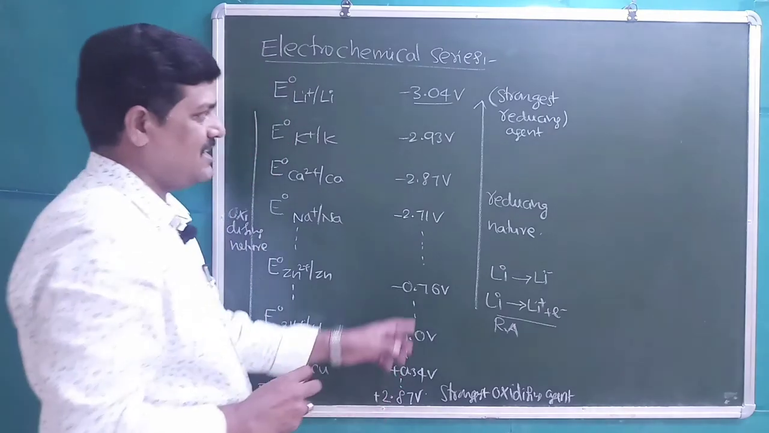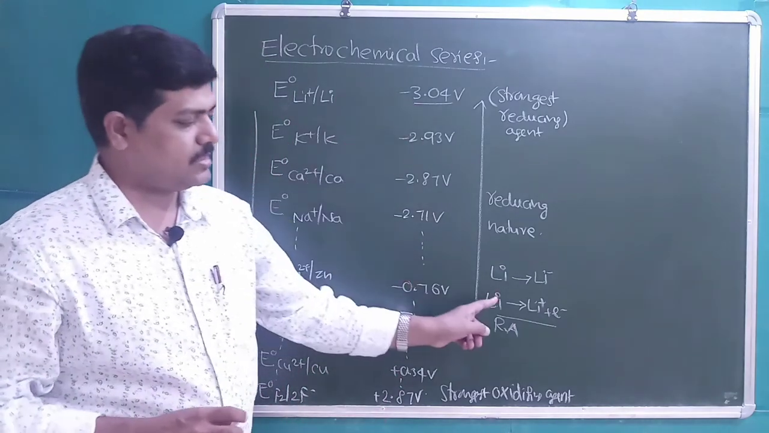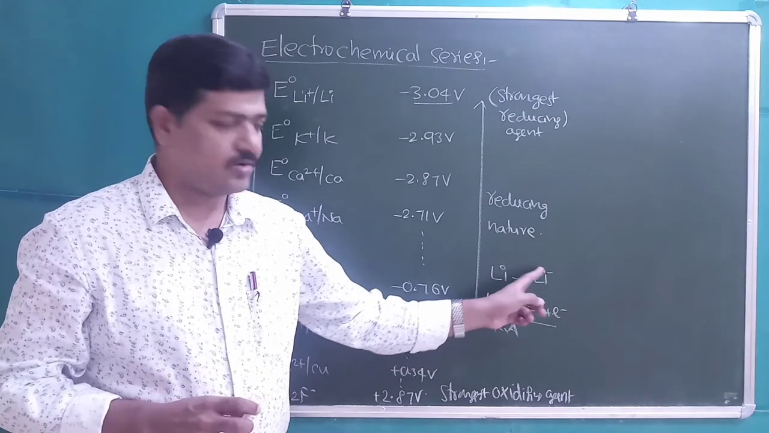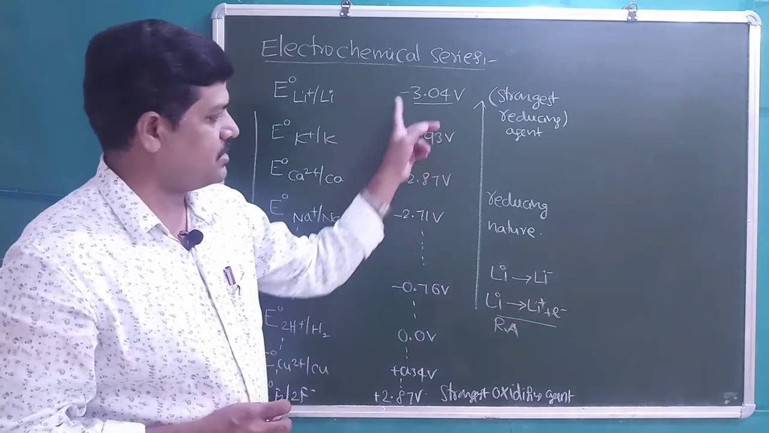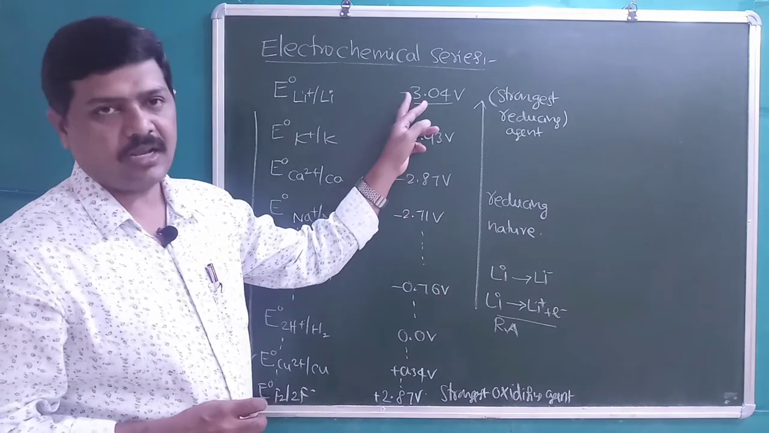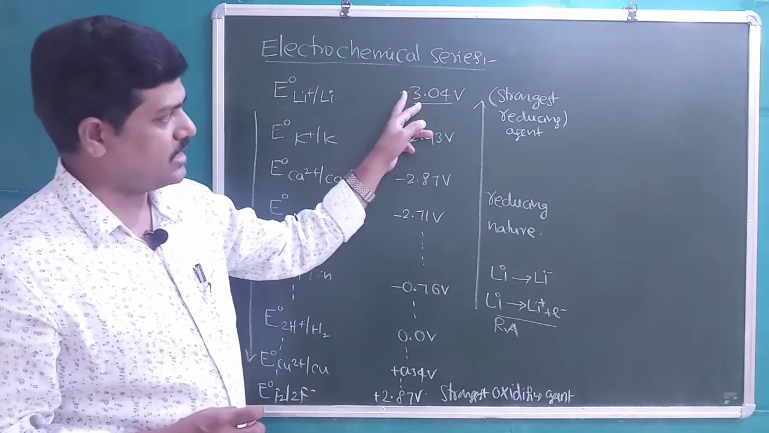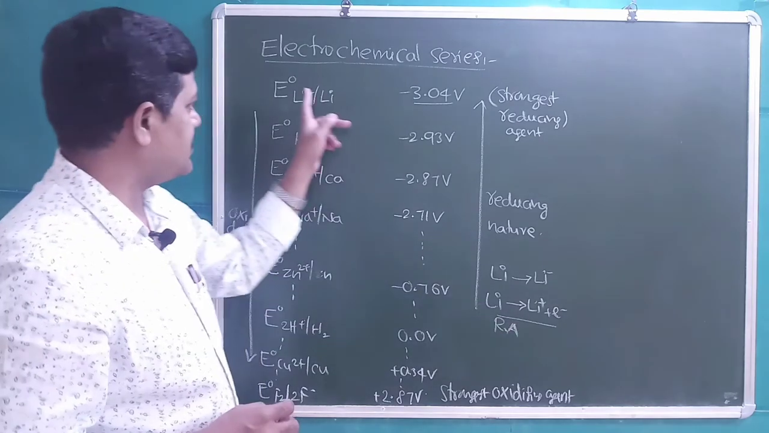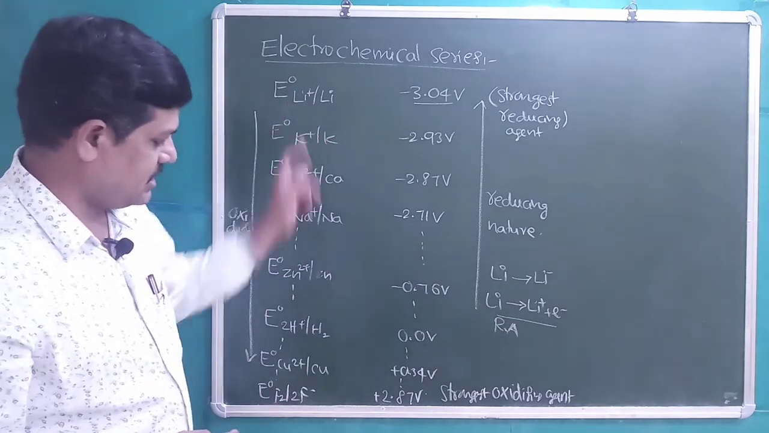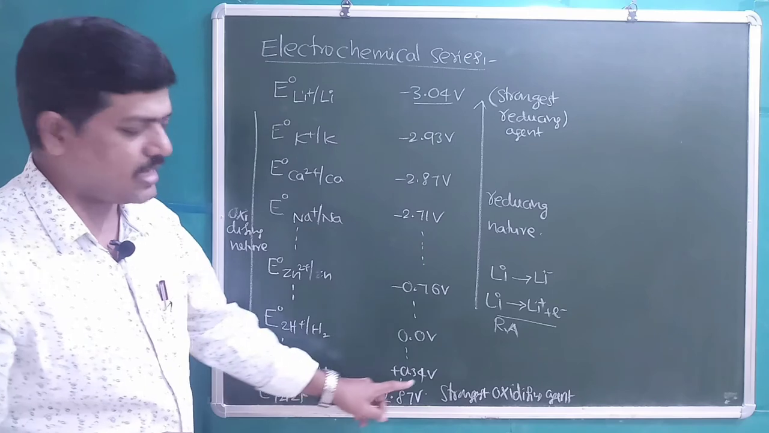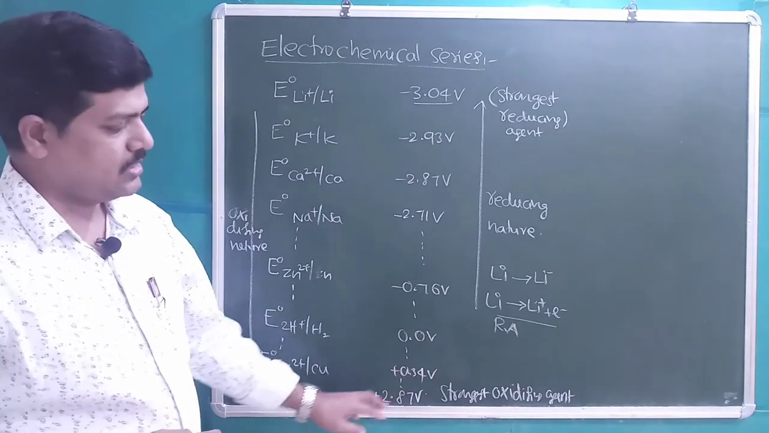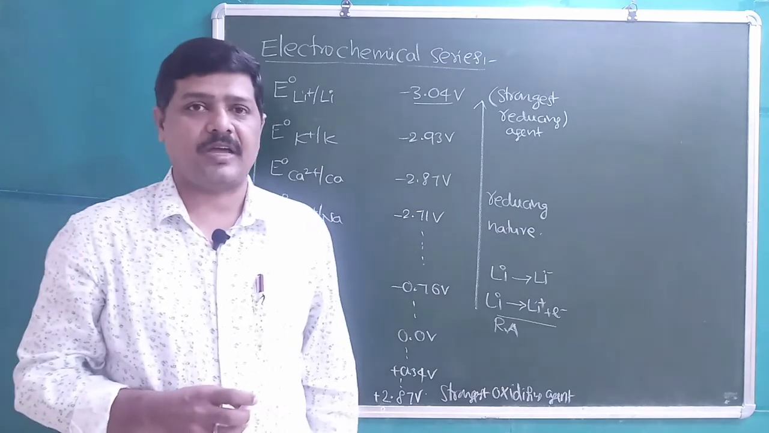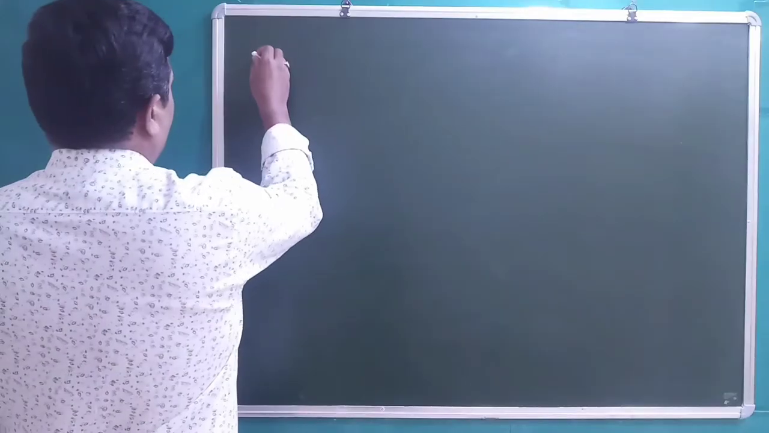the strongest reducing agent among all the elements of the periodic table is lithium. Lithium will easily convert into Li plus; it won't undergo reduction. Negative reduction potential indicates a very low tendency of undergoing reduction and a high tendency of undergoing oxidation. Lithium is the strongest reducing agent and fluorine is the strongest oxidizing agent. Students, let us discuss the applications of the electrochemical series now.